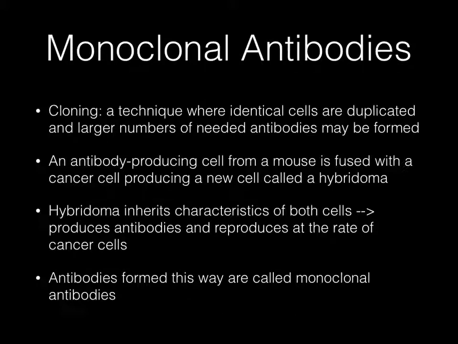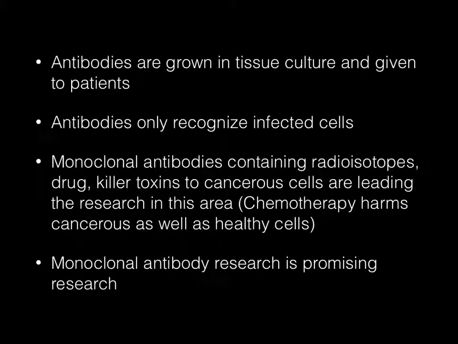Monoclonal antibodies. Cloning is a technique where identical cells are duplicated and larger numbers of needed antibodies may be formed. An antibody-producing cell from a mouse is fused with a cancer cell, producing a new cell called a hybridoma. The hybridoma inherits characteristics of both cells, produces antibodies, and reproduces at the rate of the cancer cells. Antibodies formed this way are called monoclonal antibodies. Antibodies are grown in tissue cultures and given to patients.